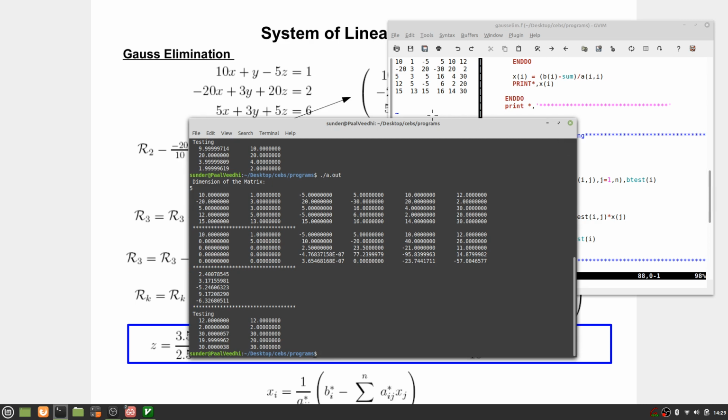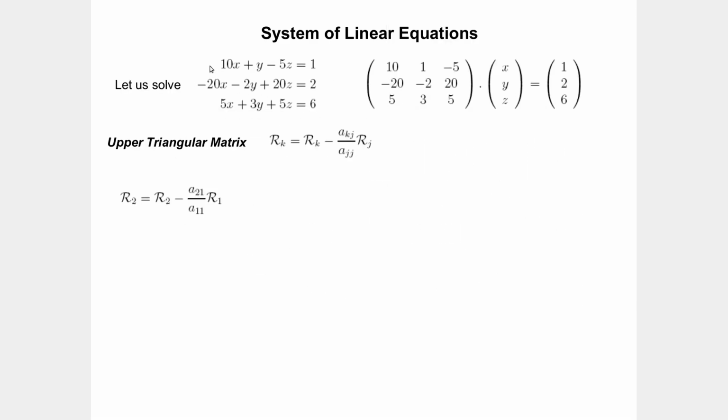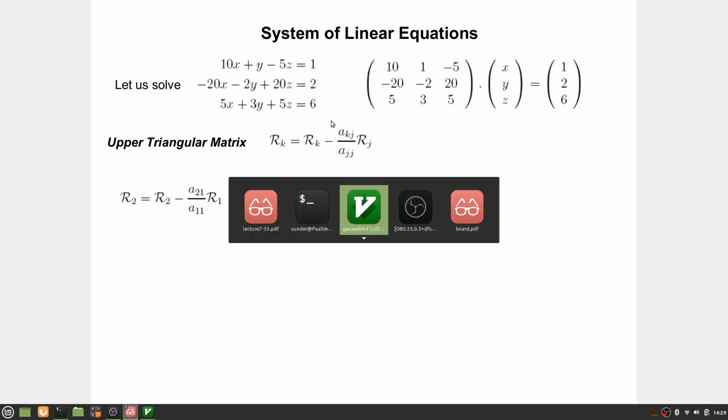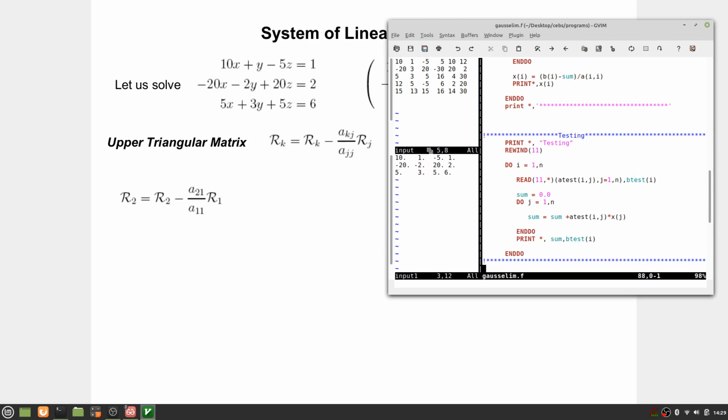So now let us try to use this to solve another problem. That is this problem, a very simple 3 cross 3 matrix. But let's see whether this program is able to solve this matrix. So what am I going to do? Instead of that input, I have already created another input. The name is input 1, and I gave 10, 1, minus 5, 1, minus 20, minus 2, 20 and 2, 5, 3, 5 and 6. So this input file, let us see whether the program we developed can solve this matrix or not.